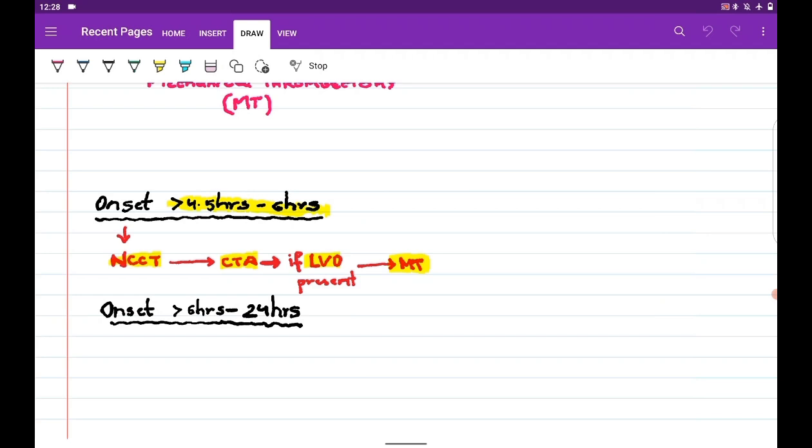So what we have to do is get the CT angiography of the patient. CTA stands for CT angiography, and if the CT angiography shows LVO, meaning large vessel occlusion, then we have to go for mechanical thrombectomy. Okay, this is how we proceed. There is no role of thrombolytic after 4.5 hours.